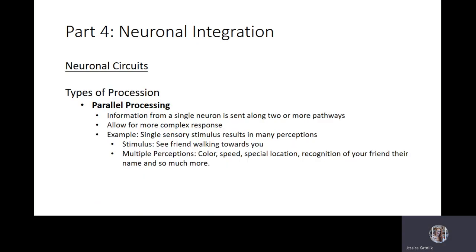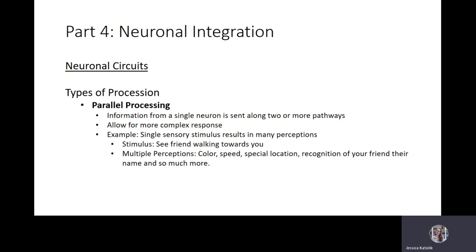The other type is parallel processing, and this is where we get to all of the cool stuff, or at least starting the cool stuff. Here, a single nerve is going to split, and information is going to be sent along 2 or more pathways, and this is going to allow for that complex response.